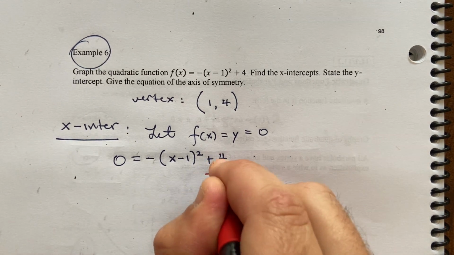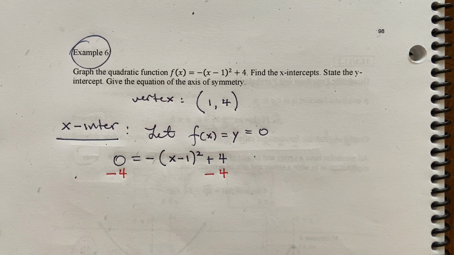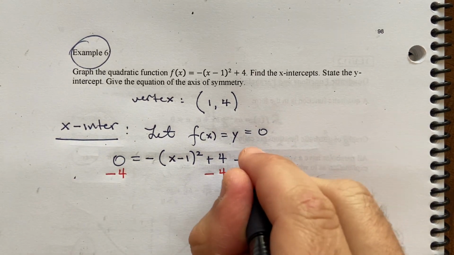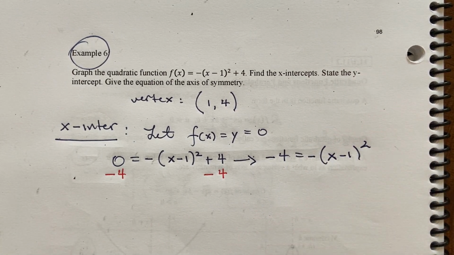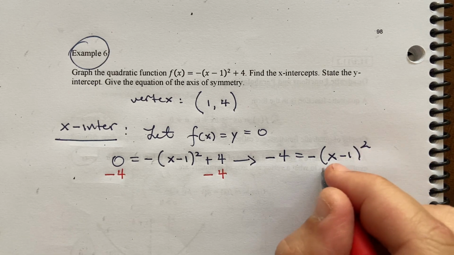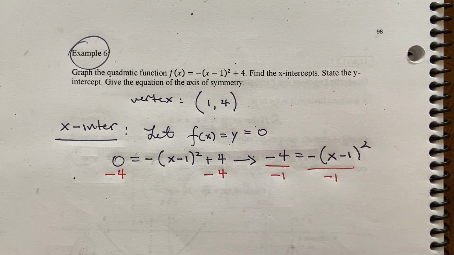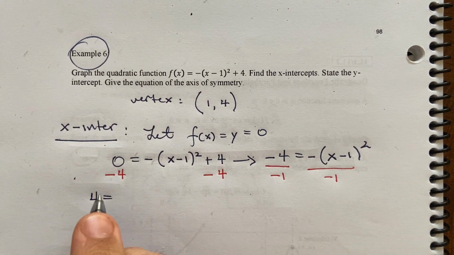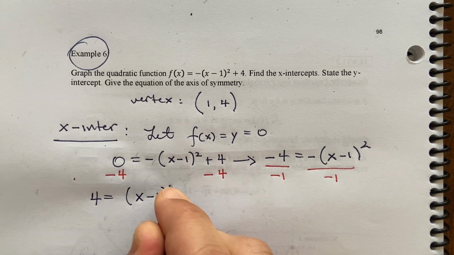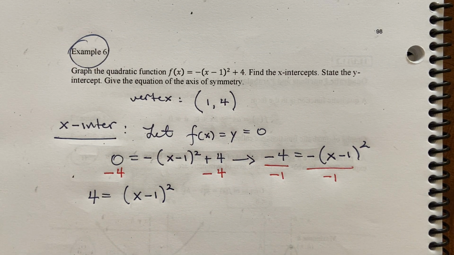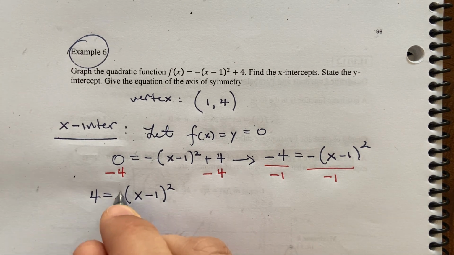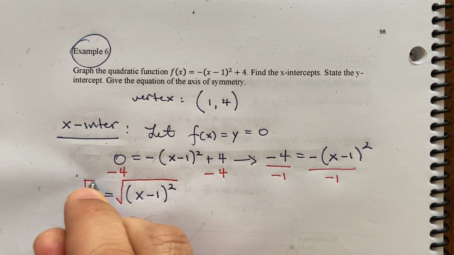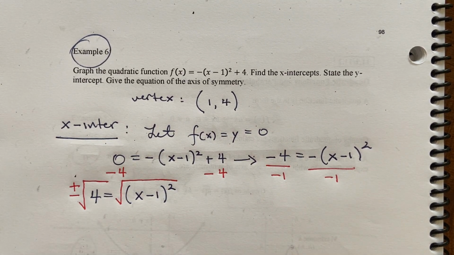So subtract 4. I have negative 4 equals negative (x minus 1) all squared. Divide by negative 1. I'm trying to isolate the thing that's being squared so I can apply a square root. So I want to get x. What I have right now is something being squared, so I'm going to apply the square root using plus and minus.